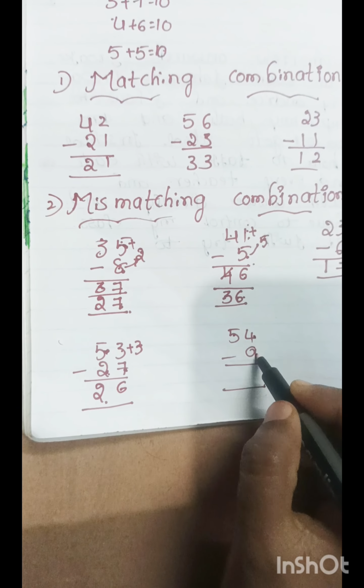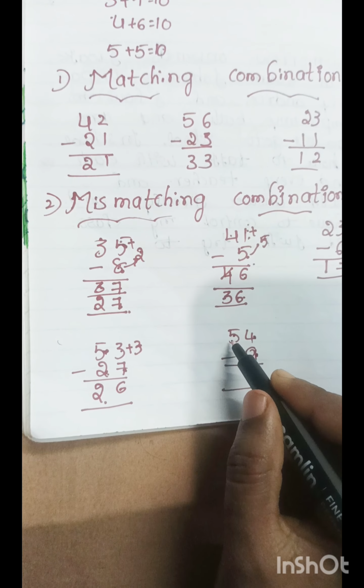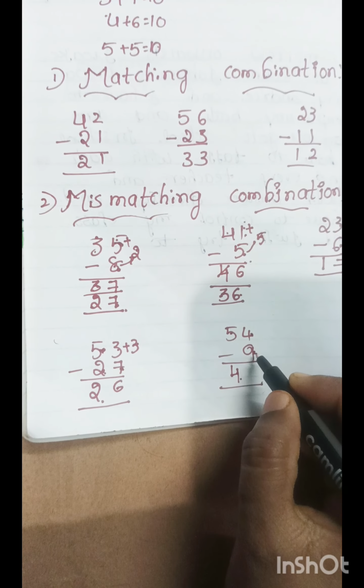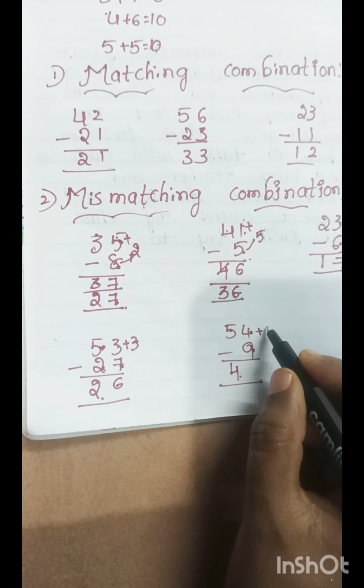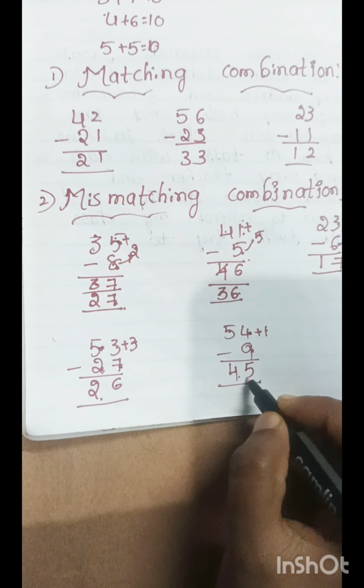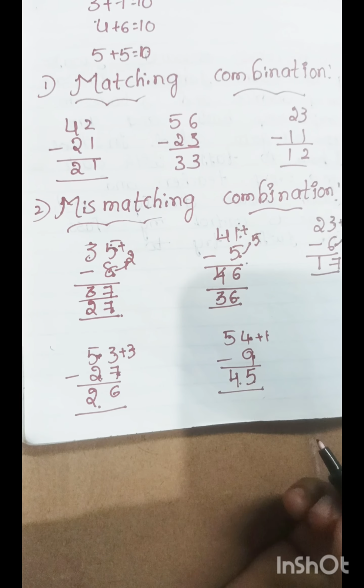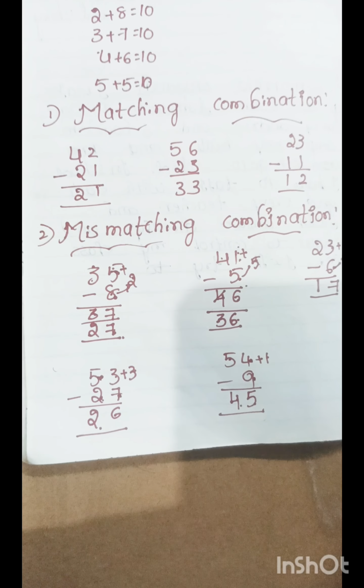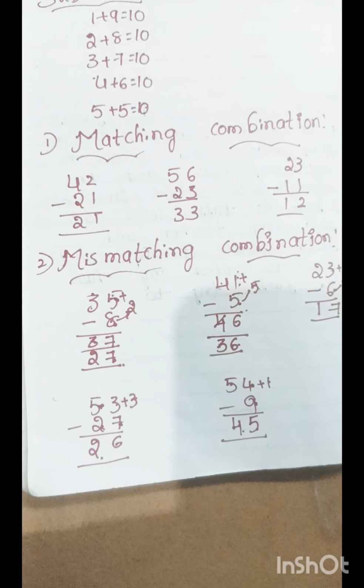Next here also, 5. This is a mismatching pair, that's why you subtract 1 from 5. 5 minus 1 is 4. Next, what is the complement for 9? 1. You can add 1 to the upper number. 4 plus 1 is 5. This is our answer. In the next video we will learn 3 digit subtractions and 4 digit subtractions.